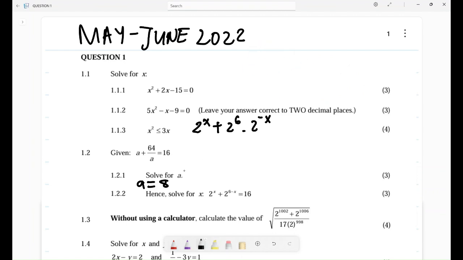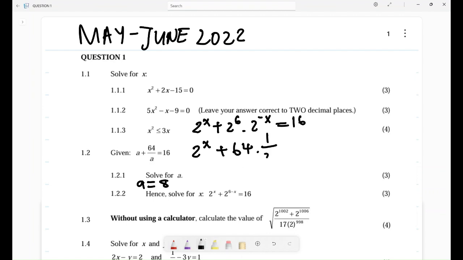So allow me to take this 16 to the other side. Actually, let's leave it like this. Then you all agree with me, a to the power of negative 1 is the same as 1 divided by a, or a to the power of negative 3 is the same as 1 divided by a to the power of 3. So I'm going to apply that here. This is the same as saying 2 to the power of x plus 2 to the power of 6, which is 64.